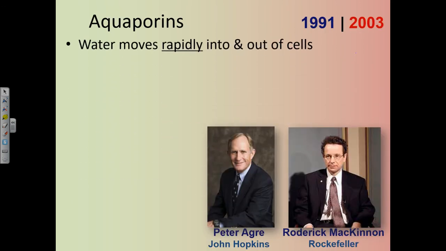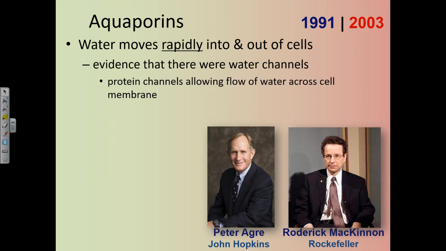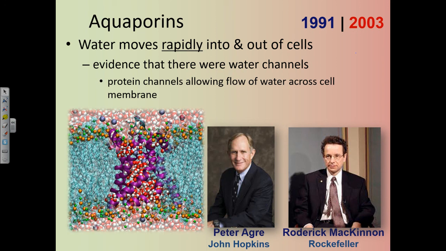There were some scientists that started studying transport proteins back in 1991, and they were given the Nobel Prize in 2003. What they discovered is that there is a type of transport protein called an aquaporin. This is designed specifically just for water molecules. These aquaporins will move water very rapidly into and out of cells. This was one of the first pieces of evidence that there were actually water channels within the cell membranes. So again, these are protein channels that allow flow of water across the cell membrane. This is a computer-generated image of those channel proteins. The two gentlemen that received the Nobel Prize were Peter Agre and Roderick McKinnon.